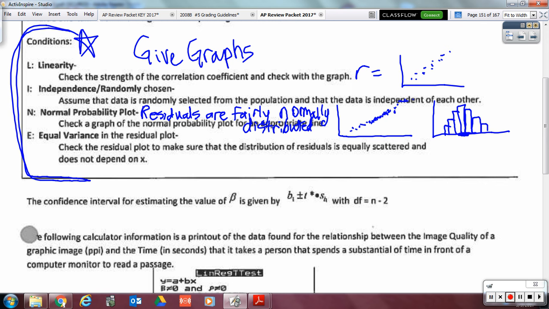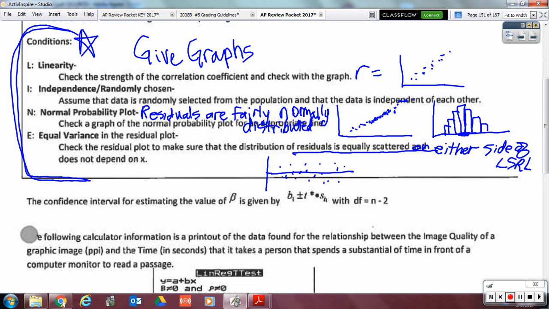Okay. And then the last one, equal variance in the residual plot. So that's where you say the residuals are equally scattered on either side of LSRL. And that looks like this one, where you don't want it to fan out. No fanning out. Okay. And then last thing that's not on the formula chart, degrees of freedom are n minus 2, because it's two variables. Degrees of freedom n minus 2.